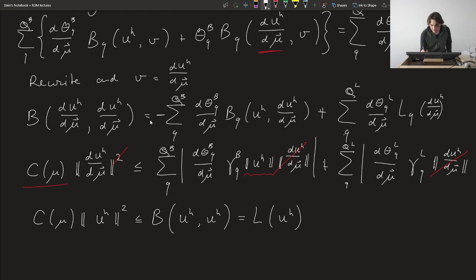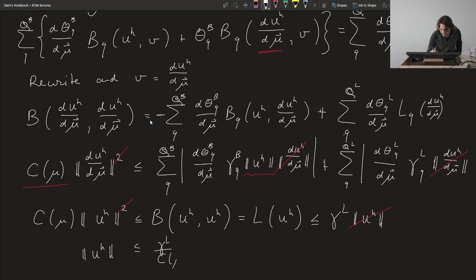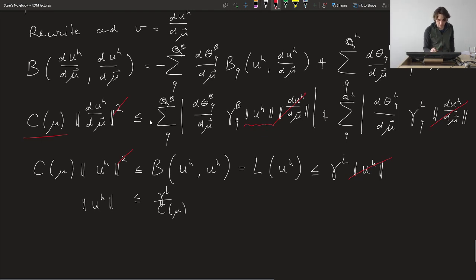starting with, and this is going to be smaller than or equal to, well, the largest eigenvalue of L times the norm of U, which also allows us to cancel this square with this term, and allows us to simply produce U, the norm of U will be smaller than or equal to gamma L over C mu. So this is what I'll use over there.